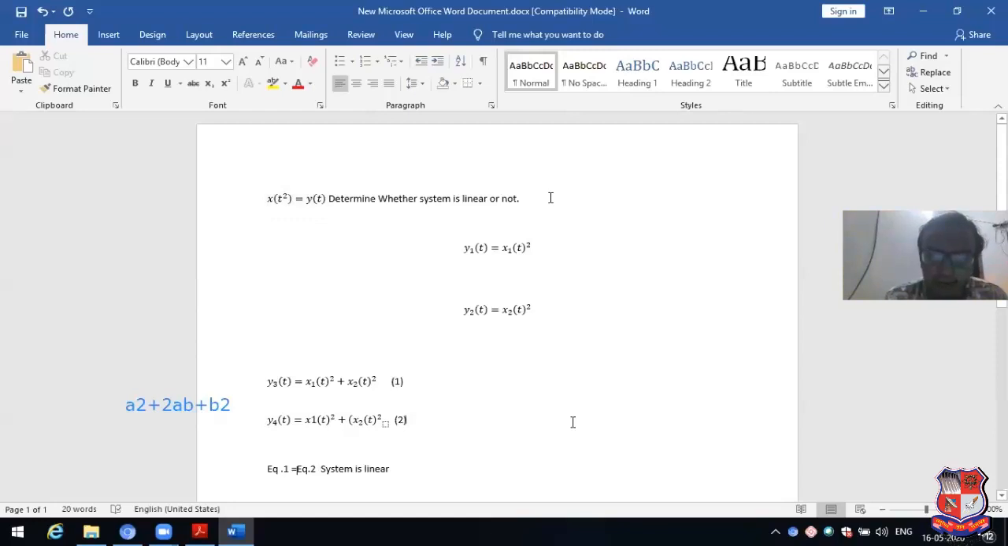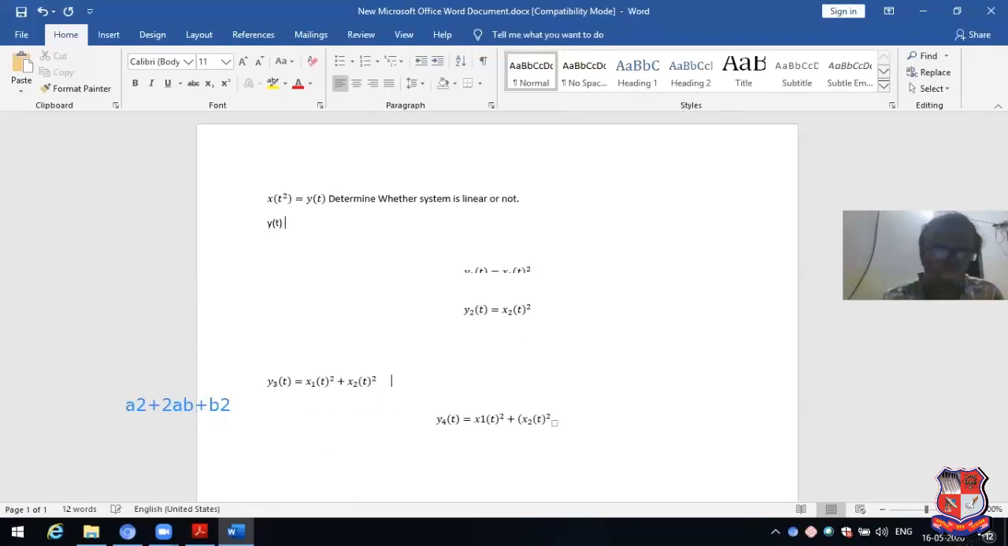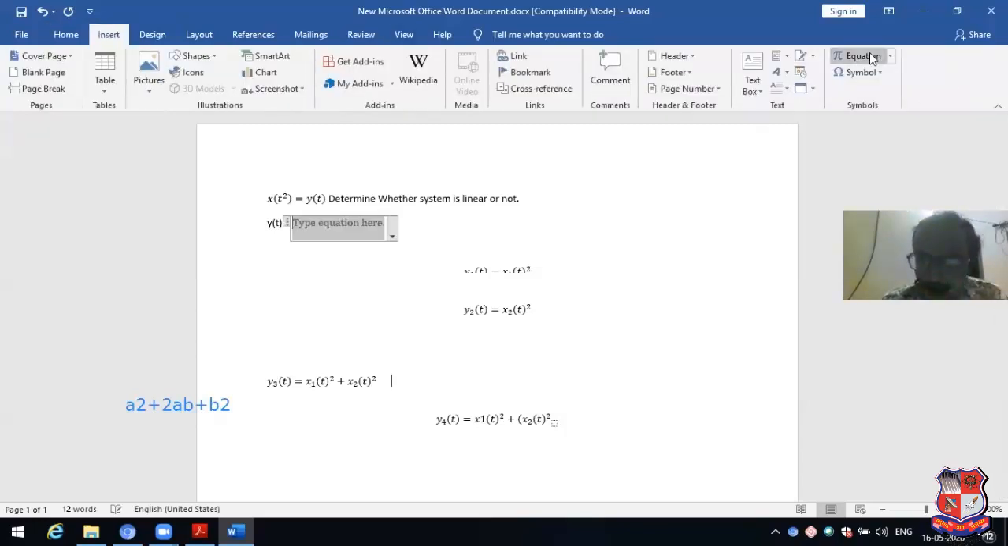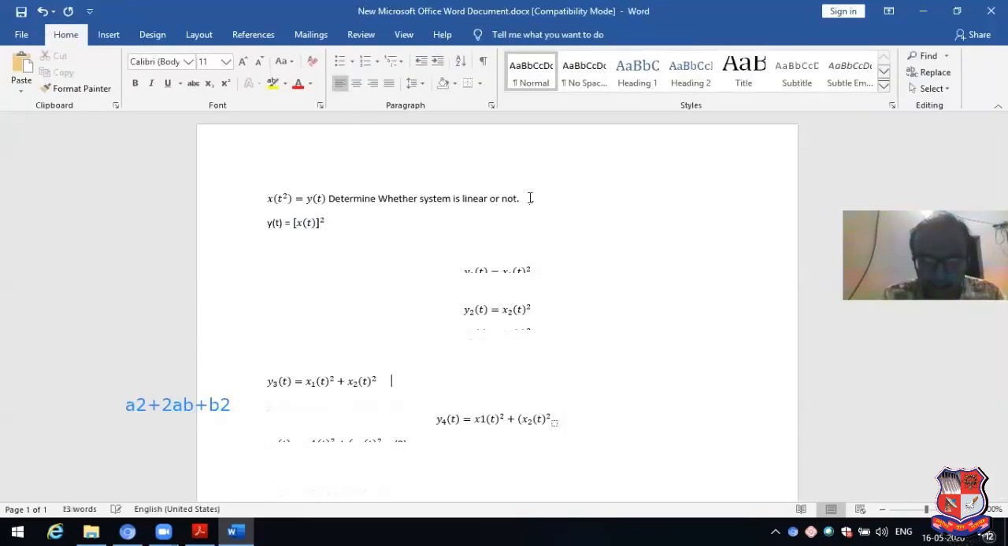Y of t equal to x square of t, and y of t equal to x of t square. See this, I already solved this example related to that. X of t all square. See this, it is linear. It is a linear system, but the other is a non-linear system.